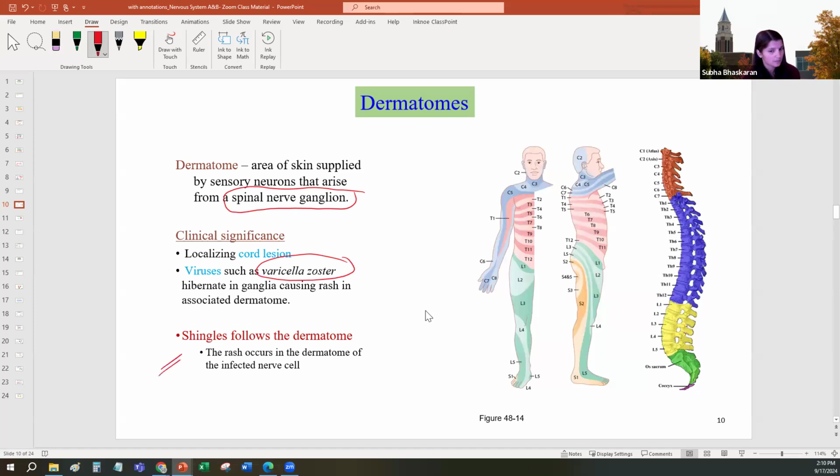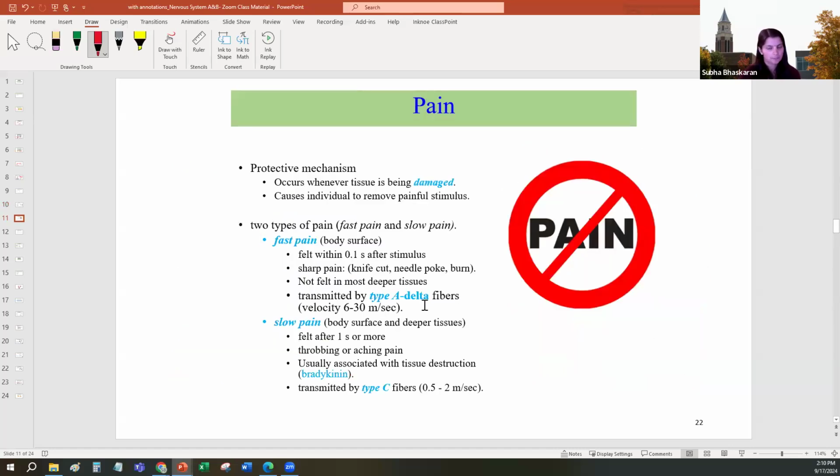One of the things that follows the dermatome is shingles. The rash occurs in the dermatome of the infected nerve cell, and then we can take a closer look at how to treat that particular area of the body. Okay, again, this is for cord lesion purposes. Pain by itself is a lot of information, but pain is actually a good thing.